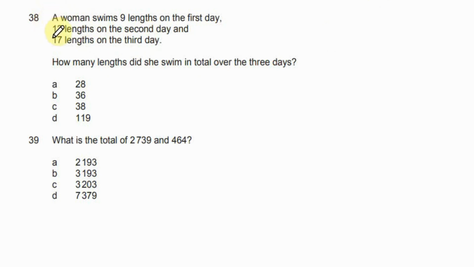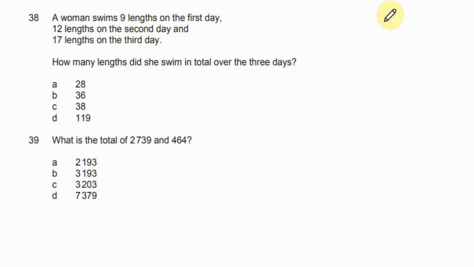Now we're looking at question 38. A woman swims 9 lengths on the first day, 12 lengths on the second day, and 17 lengths on the third day. How many lengths did she swim in total over the 3 days? So this is quite easy actually. All we're required to do here is to add up all the lengths.